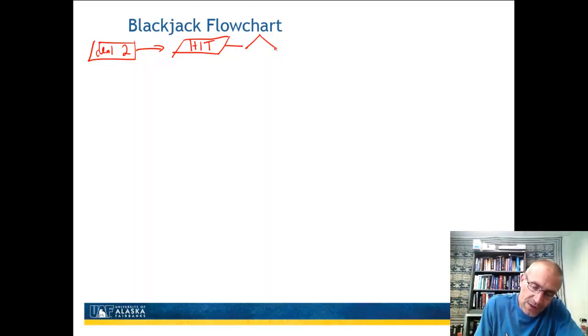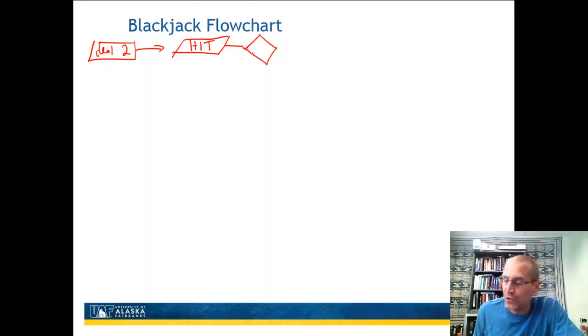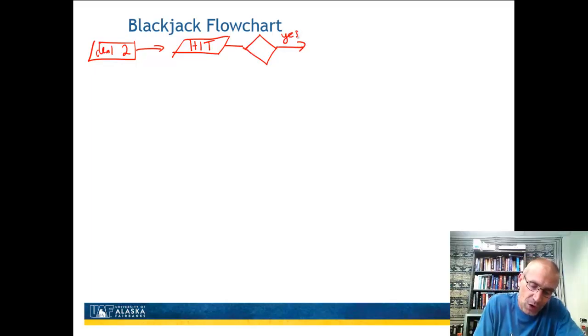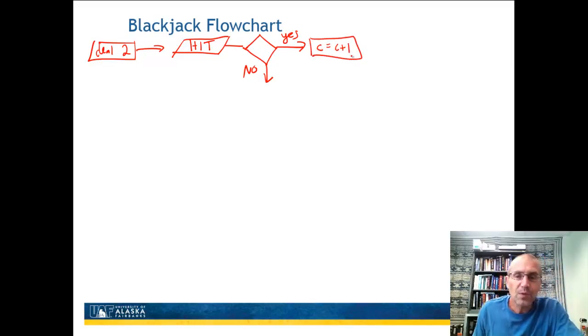Then we're going to go to the decision, because either the user is going to want a hit or not. So maybe, for example, he does want more cards. That would be my yes branch, and there would be my no. If we say yes, then we go to a process step, where the number of cards becomes the number of cards plus 1. So now we've got an additional card. And then maybe you determine the total.